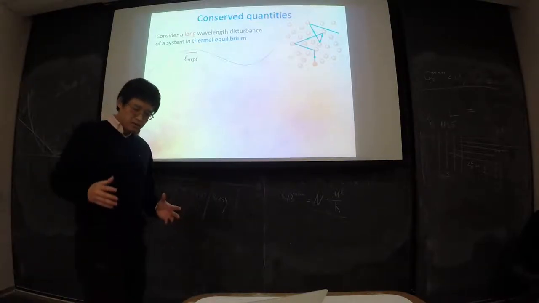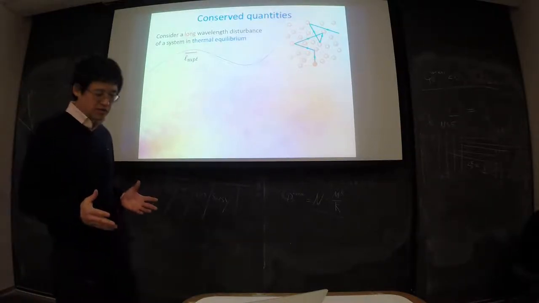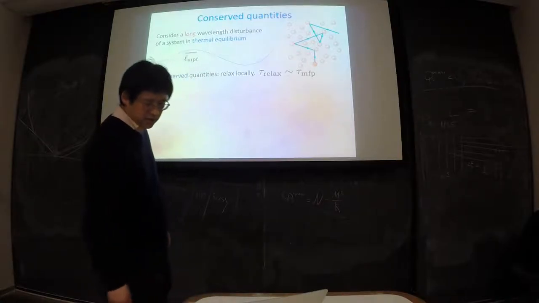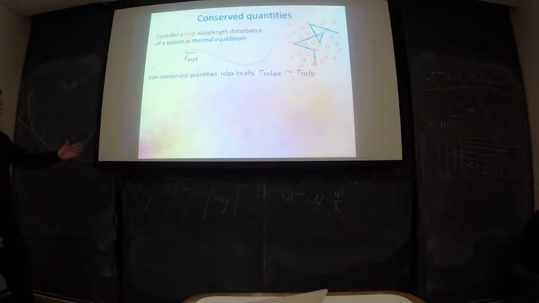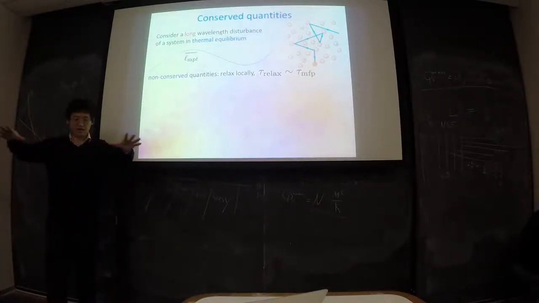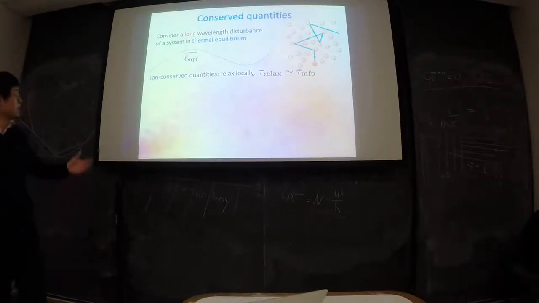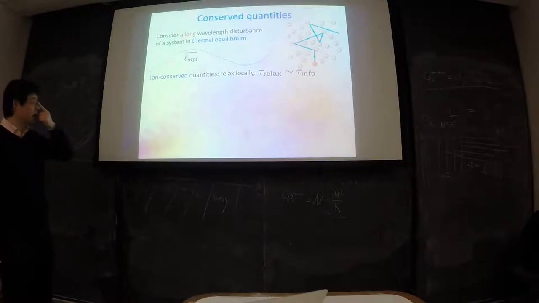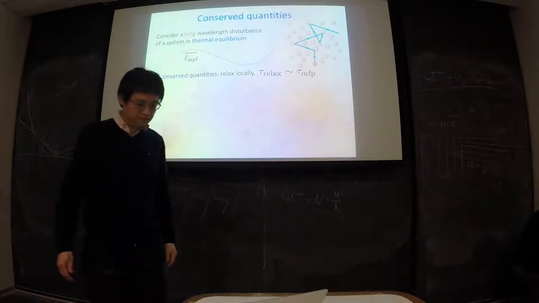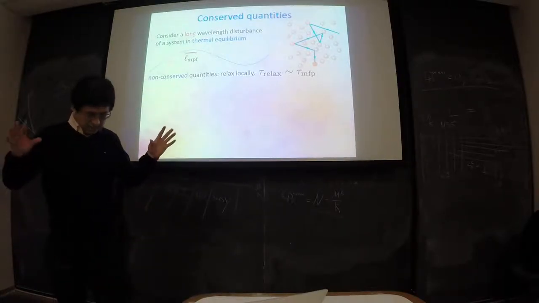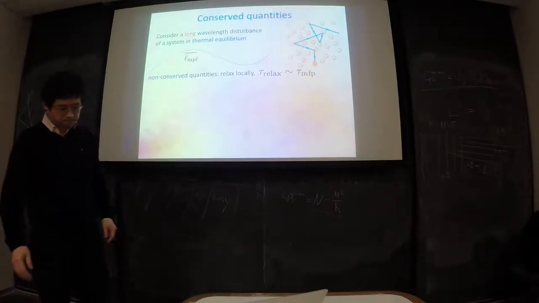Okay? And the physics of this disturbance depends very much on whether this is a conserved quantity. If this is not a conserved quantity, then of course there's no constraint. Essentially, such a disturbance can relax locally everywhere at the same time. And the relaxation time is roughly the time scale of the mean free time. Any such disturbance will be very quickly dissipated, okay?